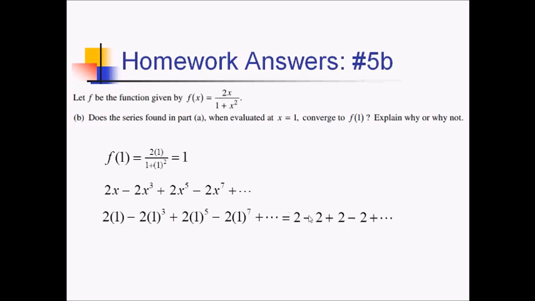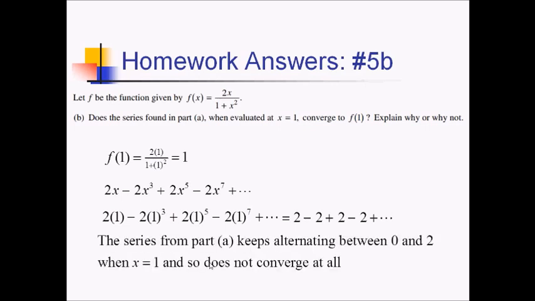So does this converge to a value of 1? Well, we're only going to be able to get two possible values at any point in this series. Either 0, because you just subtracted 2 from itself, or 2, because you just added 2 to 0. And that just keeps happening over and over again. Since this series keeps alternating between 0 and 2 when x equals 1, this is not going to converge really at all, let alone to positive 1.